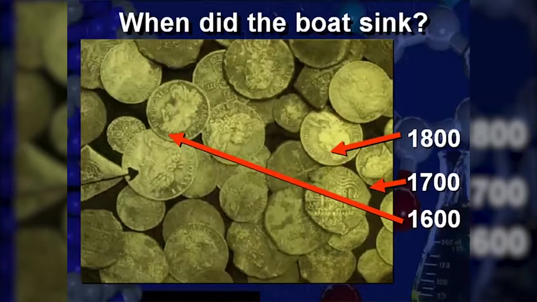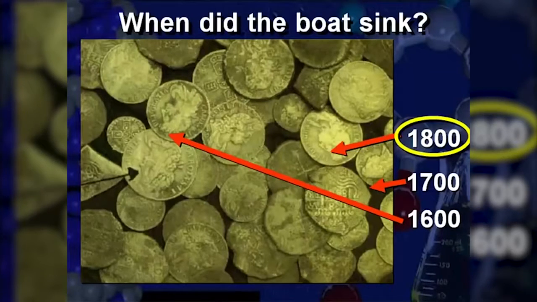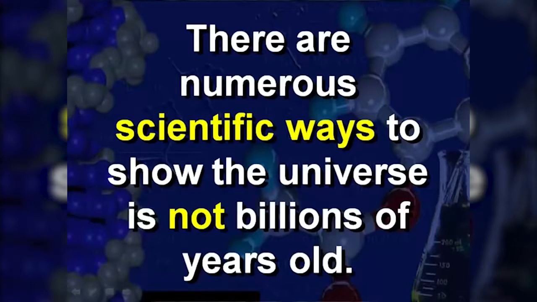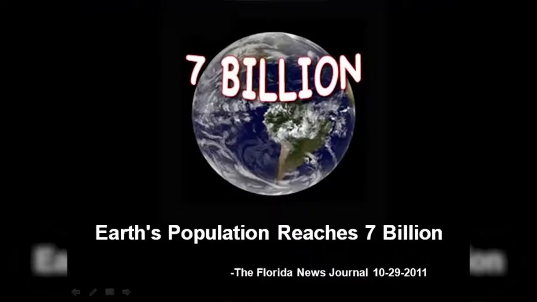You ought to be able to figure out that the boat sank after 1800. It could not have sank before 1800 because we have a coin in there from 1800. This most recently dated coin becomes the limiting factor on when the boat sank. There are numerous scientific ways to show the universe is not billions of years old. In 2011, the world's population reached 7 billion people.